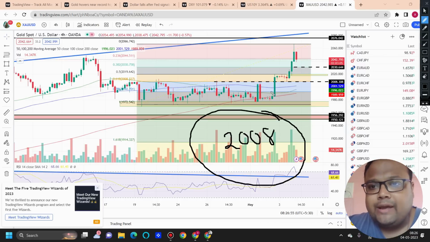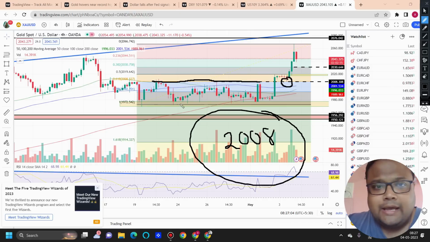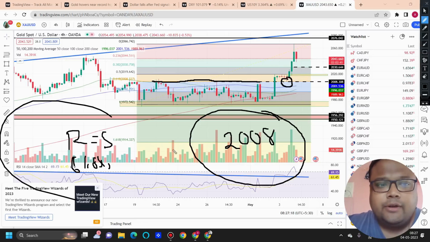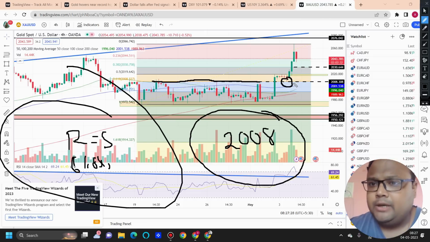Around 2008 we have a support, because you can see previously this level was the resistance, and here the same level acted as support. And when we are drawing the Fibonacci here, we can see that we also have Fibonacci 61.8% retracement level. So previous resistance is right now acting as support, and we have Fibonacci 61.8%. So if we combine all the factors, then yes, 2008 seems to be a logical support for us. During the day, if market shows a downside, we can expect the market to take support. Clear?